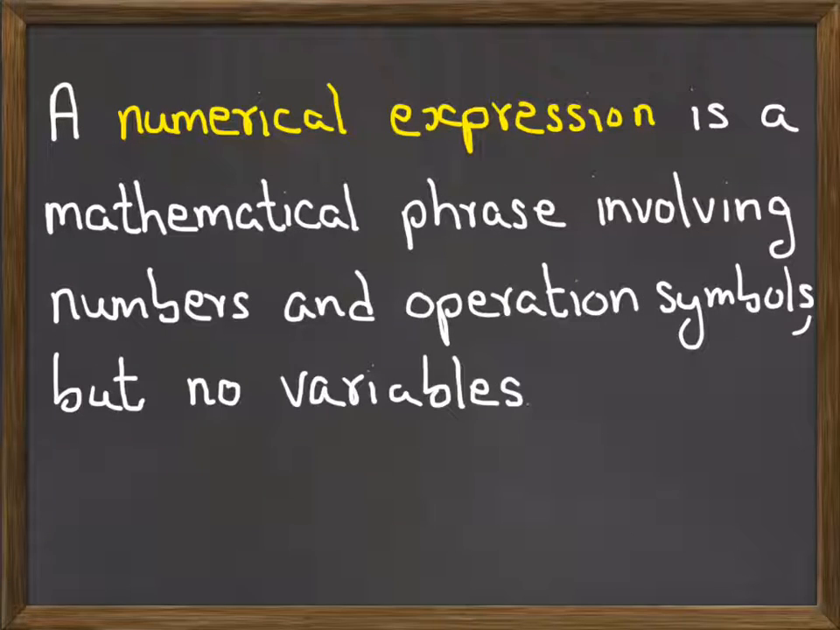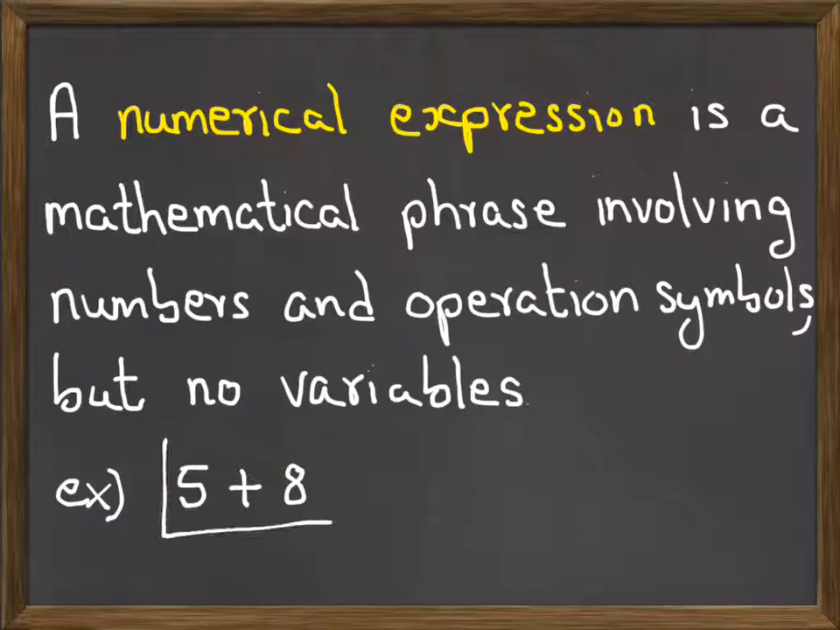What is a numerical expression? A numerical expression is a mathematical phrase involving numbers and operation symbols but no variables. Operation symbols are plus, minus, multiplication, division. For example, 5 plus 8. Is this a numerical expression? Yes, because it involves only numbers and operation symbols and it does not have any variable. So this is a numerical expression.